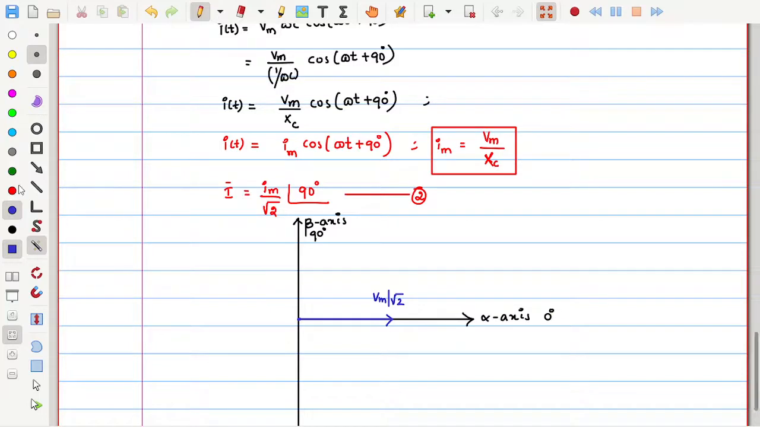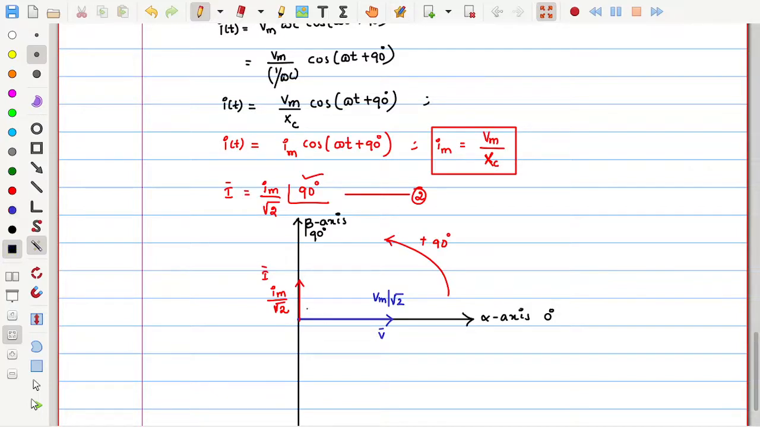Clear? Next, let us draw the current, the second equation. How much is the magnitude? Im by root 2. What is its corresponding angle? 90 degrees. Where is 90 degrees? Plus 90. From 0, you move in the anti-clockwise direction by 90 degrees, you will reach the beta axis. So on the beta axis, you take a length of Im by root 2. This is what it represents, the voltage and current phasors. This is the current phasor and this is the voltage phasor.